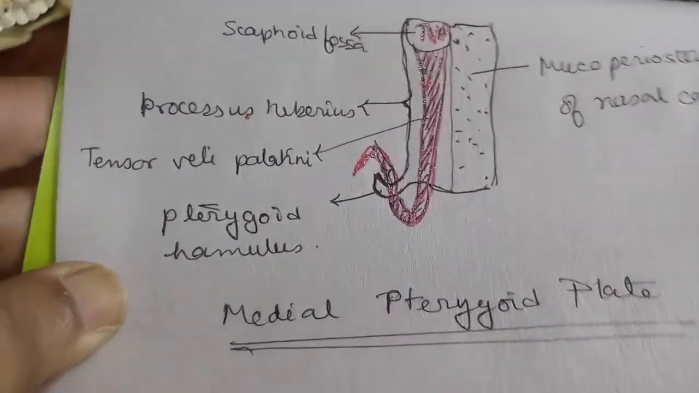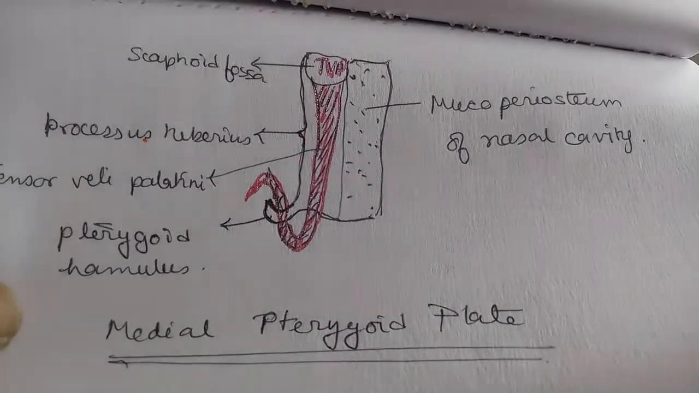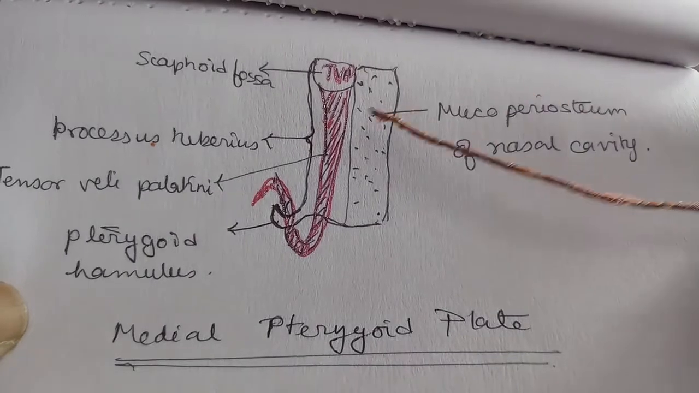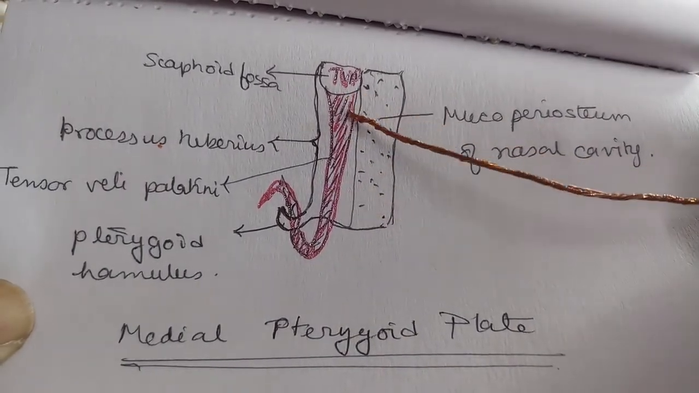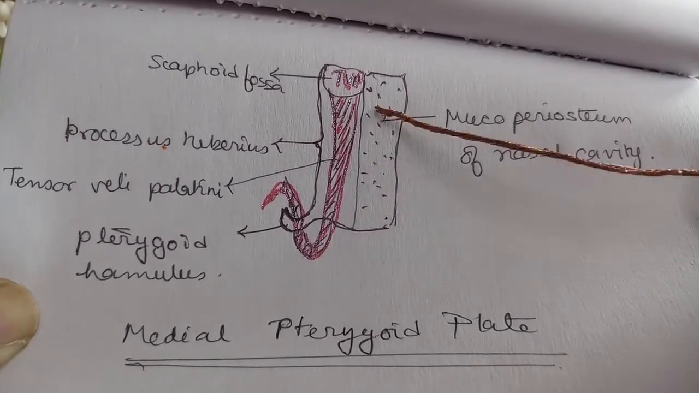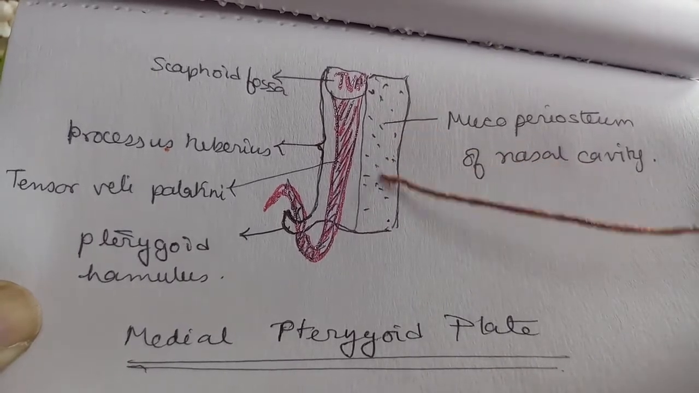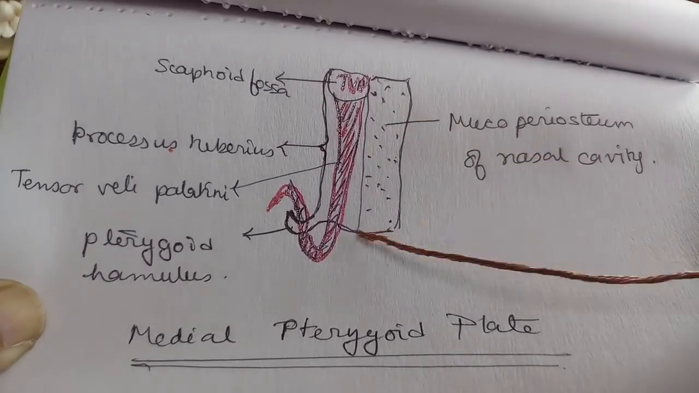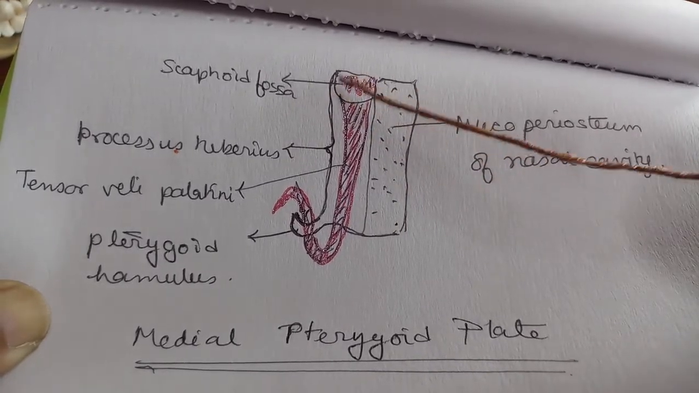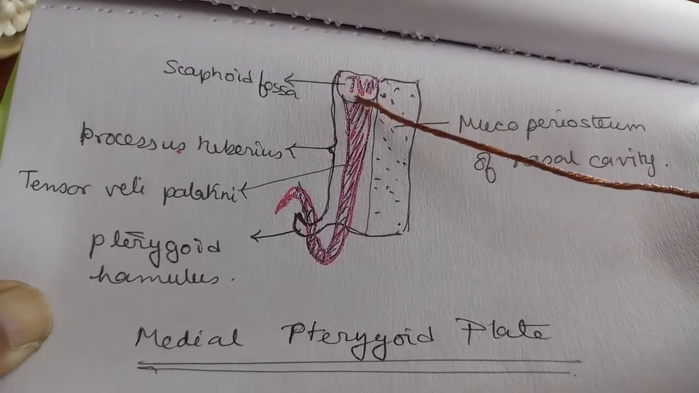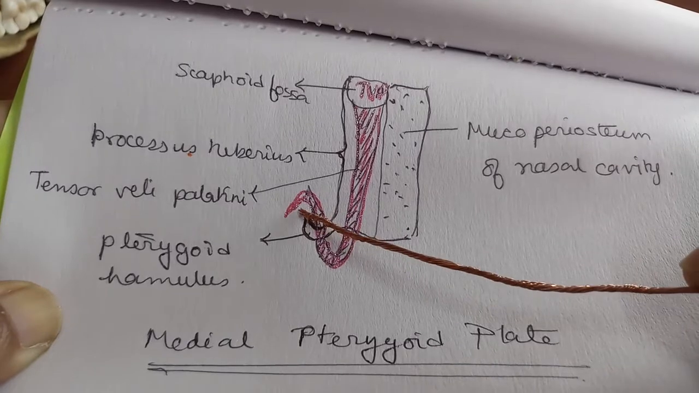So come to the medial pterygoid plate. What you can see in the diagram that I have tried to depict here is the medial pterygoid plate. I have tried to divide it into two sides, one the medial side and another the lateral side. Medially, it is in relation with the mucoperiosteum of the nasal cavity because it is forming part of the nasal cavity. And this is actually the scaphoid fossa. The scaphoid fossa remains at the junction between the two pterygoid plates, and from here arises the tensor veli palatini, which is hooking round the pterygoid hamulus.